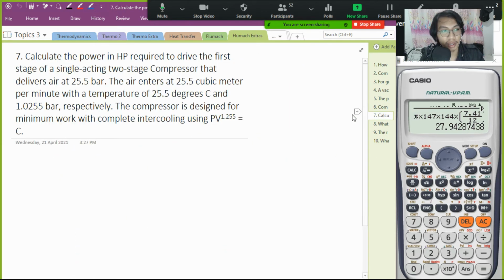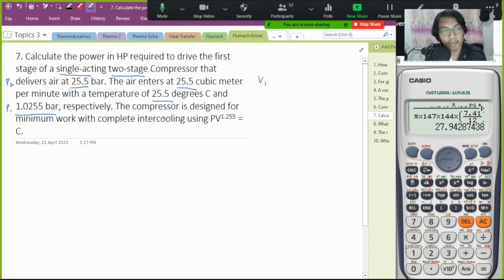How about problem number 7? Calculate the power required to drive the first stage of a single acting two-stage compressor that delivers air at 25.5 bars. The air enters, so that is the air supplied to the system, 25.5 cubic meter per minute with a temperature of 25.5 degrees Celsius and ang pressure daw niya is, so ito yung pressure 1. This is pressure 2. Delivers air eh. 1.0255 bar respectively.